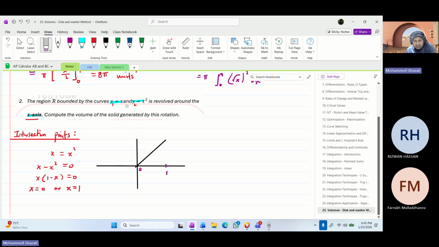Now let's try to find y equals x squared. If the value of x is 0, it is 0. If the value of x is half, then it's a quarter. So that point is somewhere around here. So you can see this parabola has to be sitting down. The quadratic function has to be below the straight line.